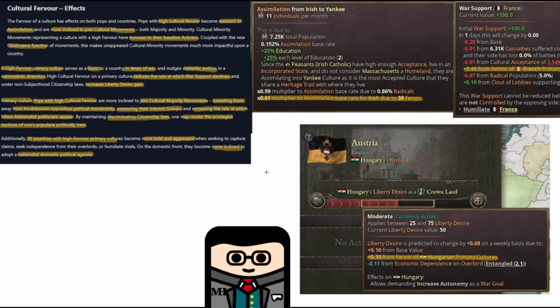Now, what are the effects of this cultural fervor? What happens if cultural fervor is high? Well, the more a culture is aware of its national identity, the more resistant to assimilation they become. They refuse to become part of another cultural identity, and they start to campaign for their own culture. While in a country that has the majority population belonging to that nation, and that nation has a high fervor, they are willing to endure more and are more loyal to the state.